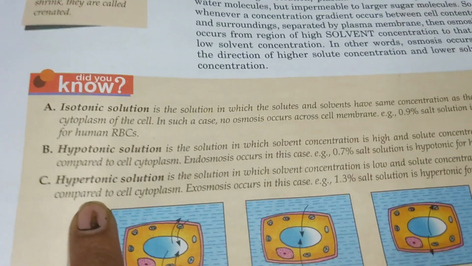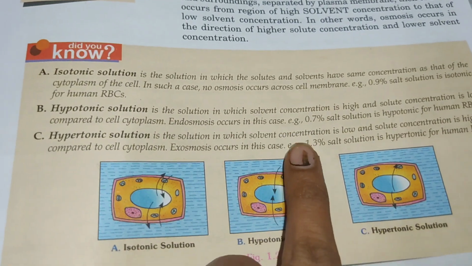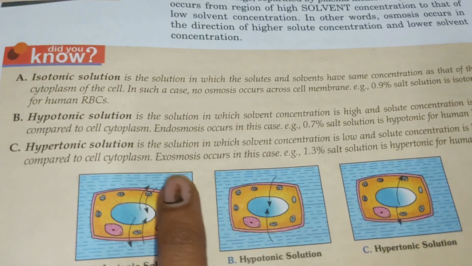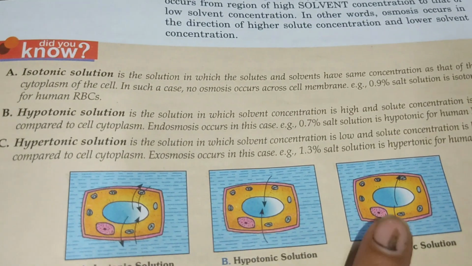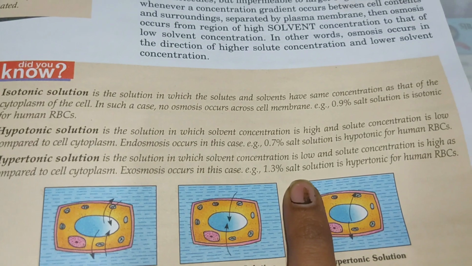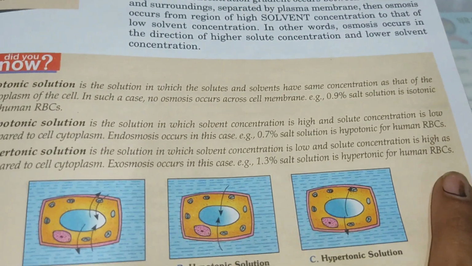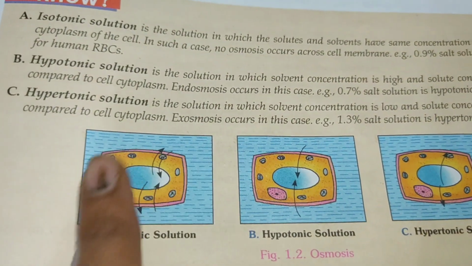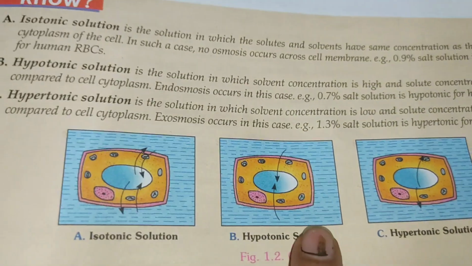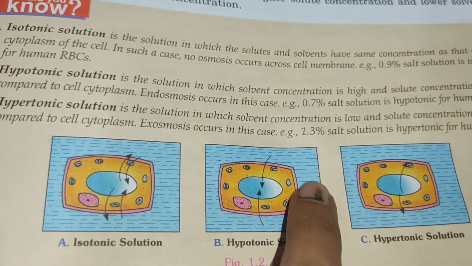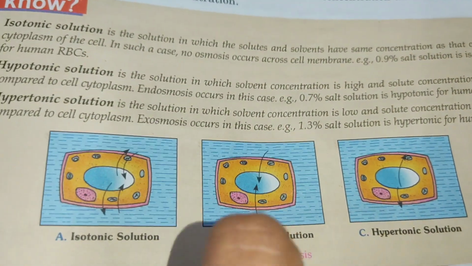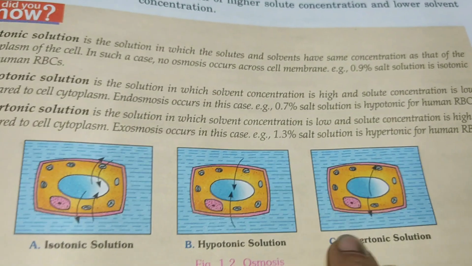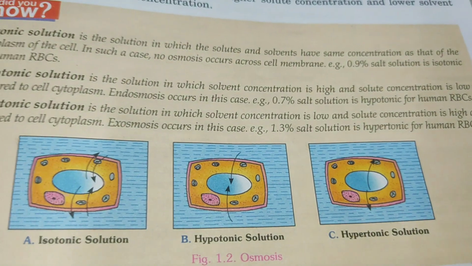And what is hypertonic? The reverse of that. Solvent is low and solute is more. Solute concentration is high compared to the cell cytoplasm, so here exosmosis occurs. Here 1.3% salt solution is hypertonic for human RBCs. See here, in isotonic solution all will be the same, so there will be no movement. In hypotonic solution, solvent is more than solute, so it will be moving inside, and here solvent is less than solute, so it will be moving outside.